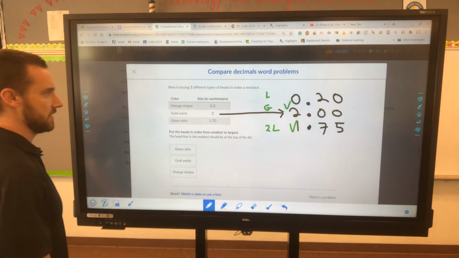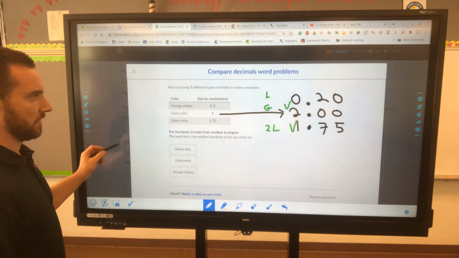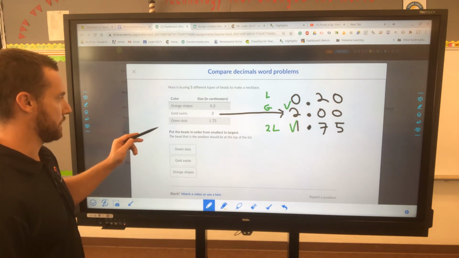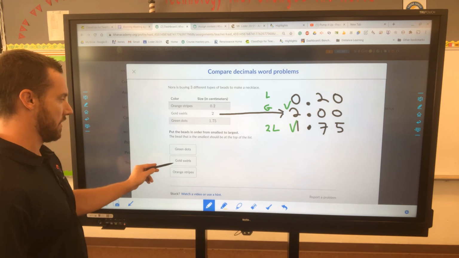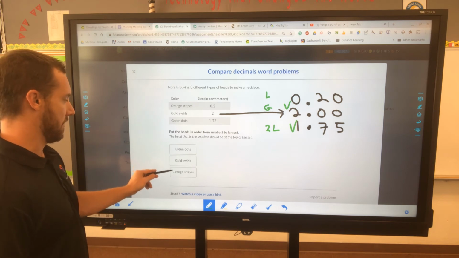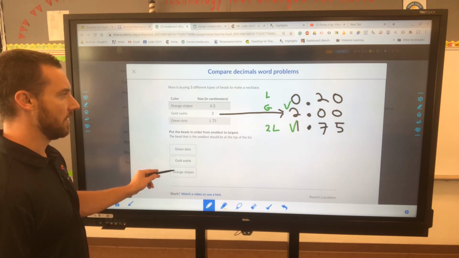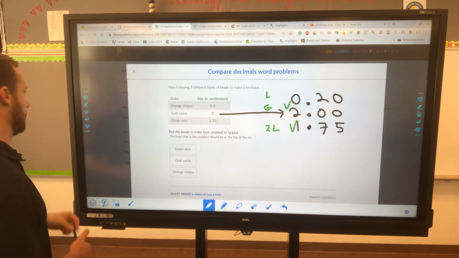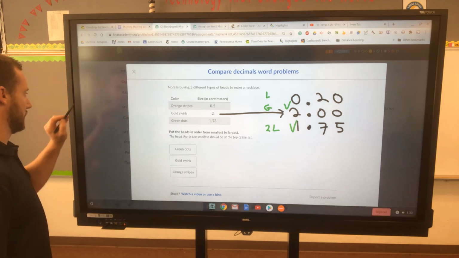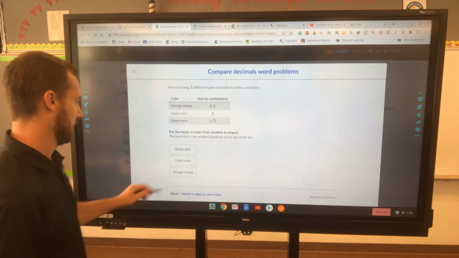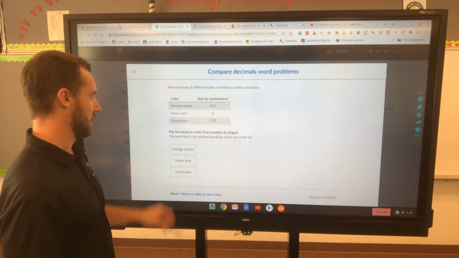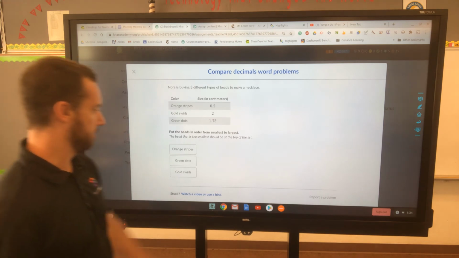Now we just rearrange these things. So it looks like the orange stripes were the least. The green dots were the second least, and then the gold swirls were the most. Go ahead and rearrange those. Orange stripes, gold swirls, green dots. That looks right.